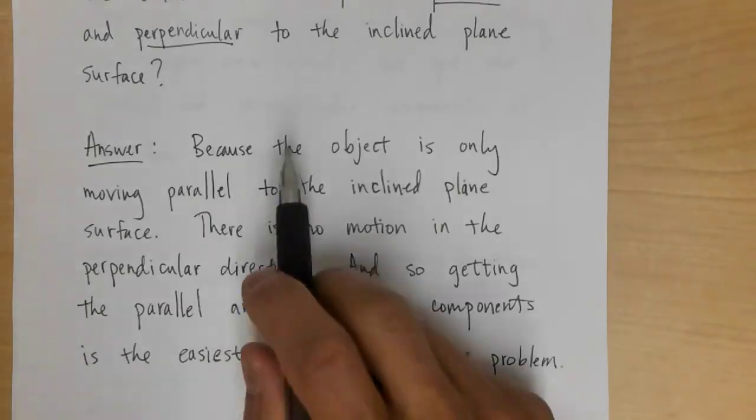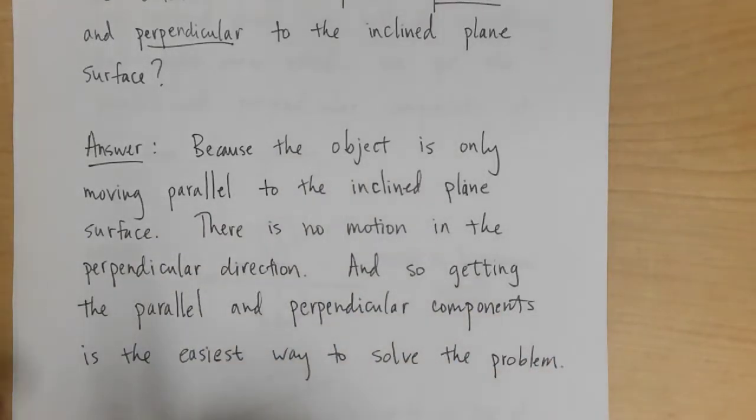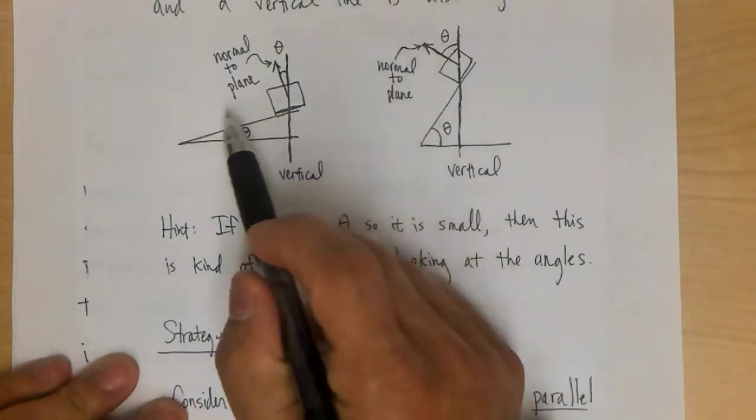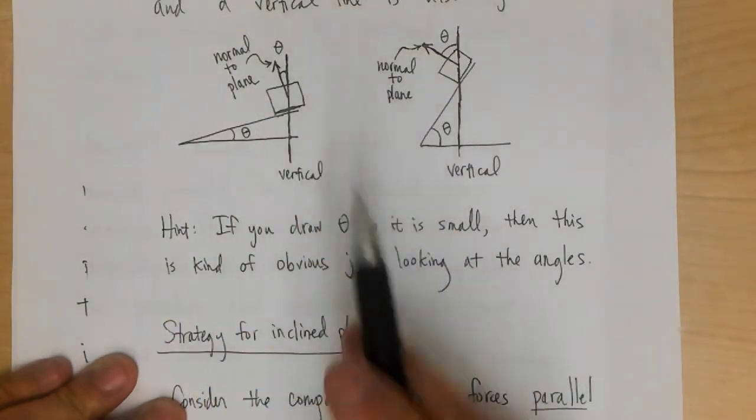The reason is because the object is only moving parallel to the inclined plane surface. We don't solve problems where the object is jumping off the inclined plane. It stays on the inclined plane. It only slides or goes up and down the inclined plane. It doesn't jump off the inclined plane.